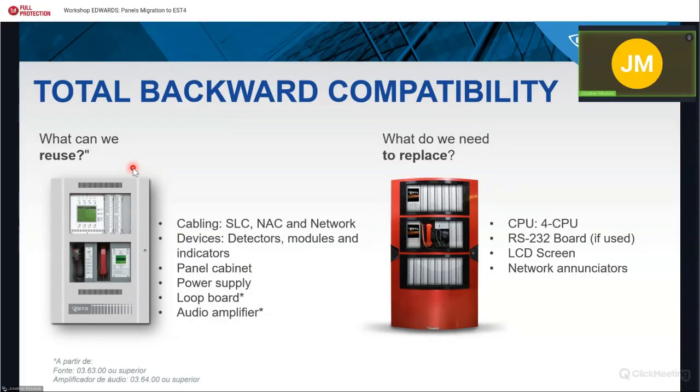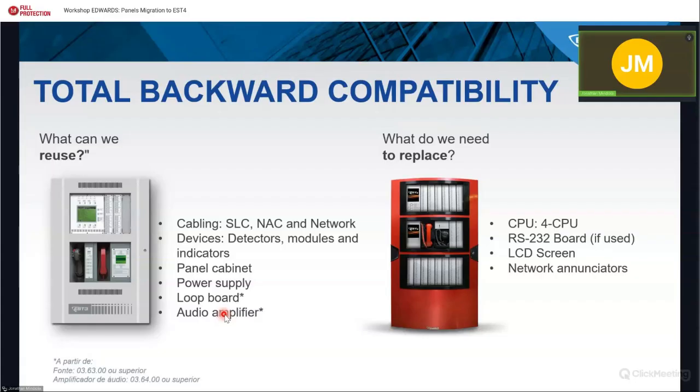When you have the EST3 without audio evacuation and fire telephone system, you can reuse the cable of the loop, the NAC, and the network. You can reuse 98% of the devices. You can reuse the same cabinet. You can reuse the power supply. You can reuse the loop board. In this case, you don't reuse an amplifier because it doesn't have an audio evacuation system and fire telephone.